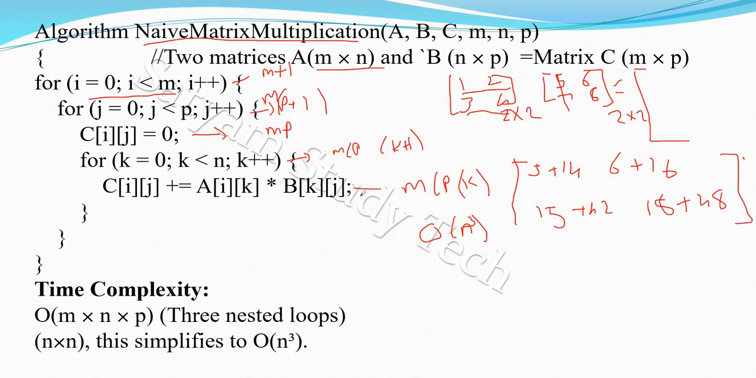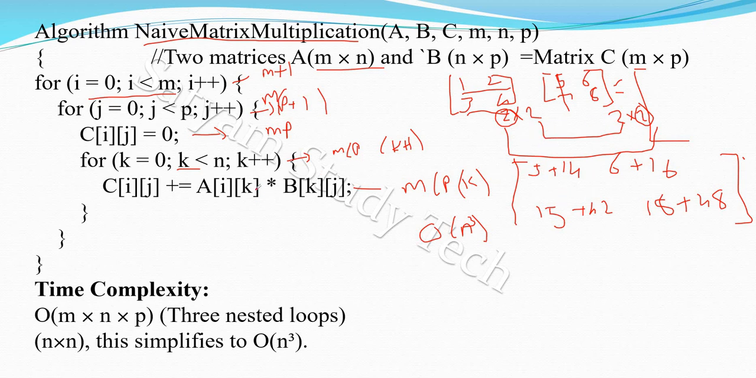So how many times is this statement executed? For example, here m value is 2, here it is the p value, the second matrix column, that is also 2, and here it is k. Both are equal, that is the first matrix column and second matrix rows are equal, then only matrix multiplication is possible. So the resultant matrix is a 2 by 2 matrix, that is m into p. Here the k value is also 2, so 2 into 2 into 2, that is 8.